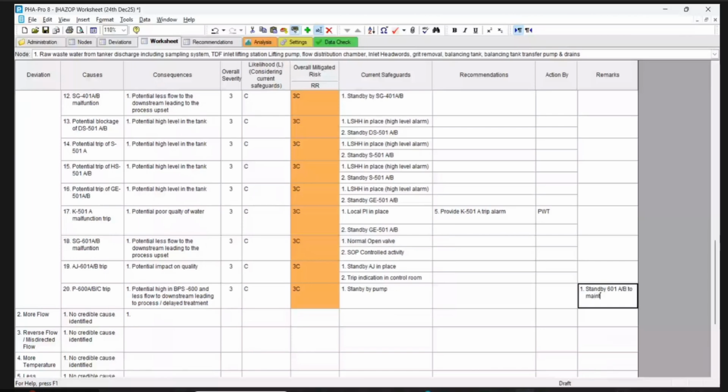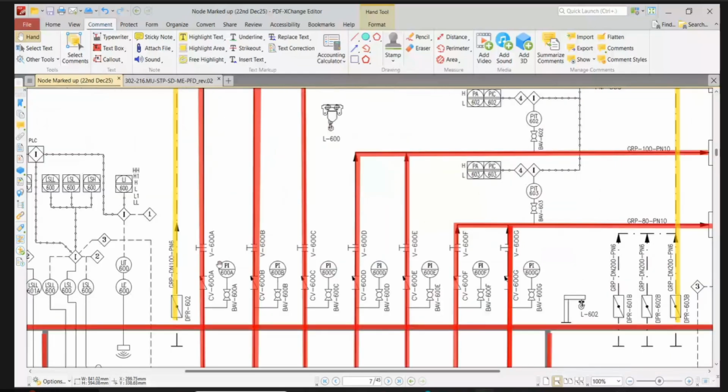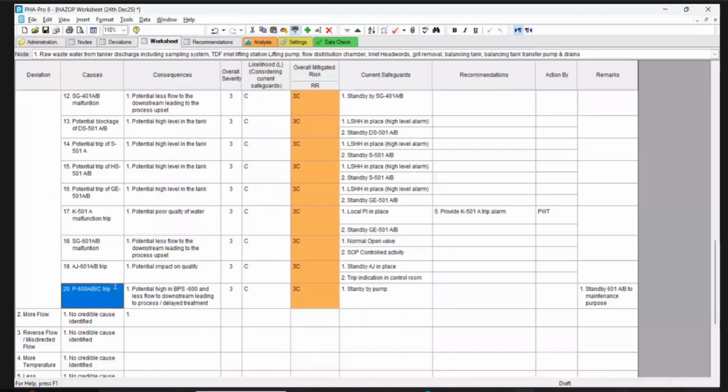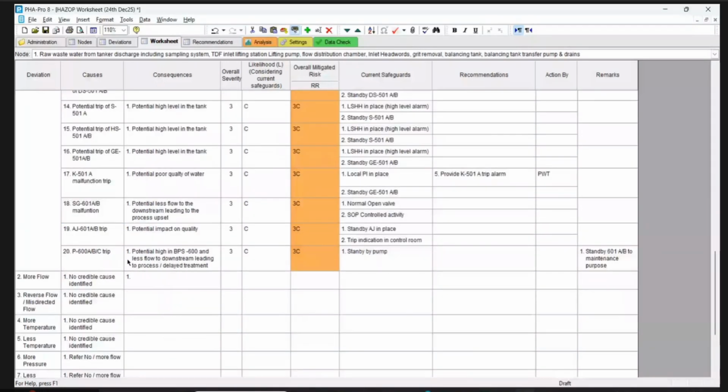Okay, I think this is okay. And after that, we are coming. This pump we have considered. After that, there is a check valve and manual valve. So we have to put the same check valve. Check valve is there and manual valve is there. We'll close it. Check valve at pump discharge is there and manual valve at pump discharge is there. So this will help.